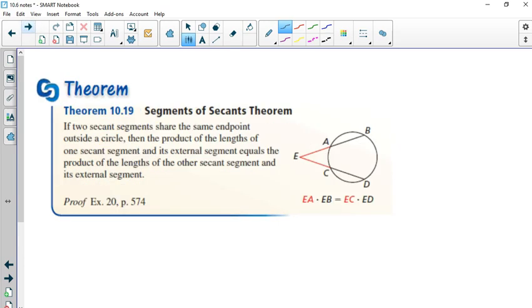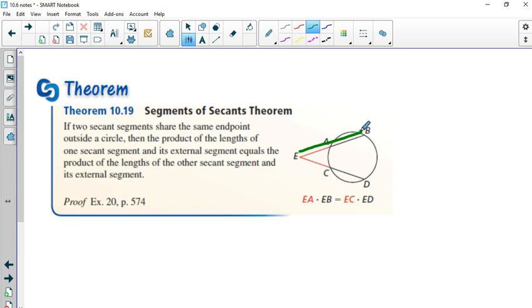Alright, now an actual theorem based on this concept. Segments of secant theorem. If two secant segments share the same endpoint outside the circle, then the product of the lengths of the one secant segment and its external is equal to the product of the length of the other secant segment and its external. So in other words, we'll go with the red-green thing again here, EA, which is already red, times EB.